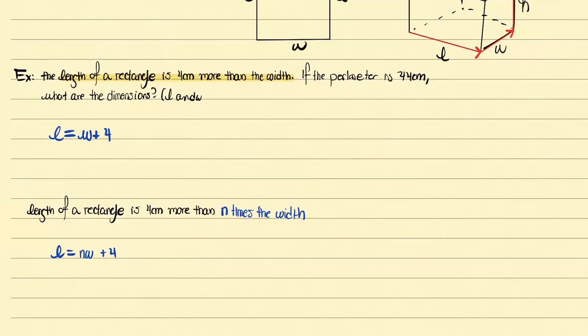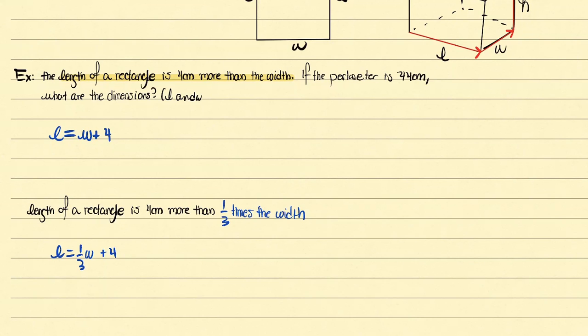I could say instead of n, maybe it's 1/3 times the width. So the length of the rectangle is 4 centimeters more than 1/3 times the width. So then it'd be 1/3 out here. So just be careful in how minor changes in the question will affect some of the equations.